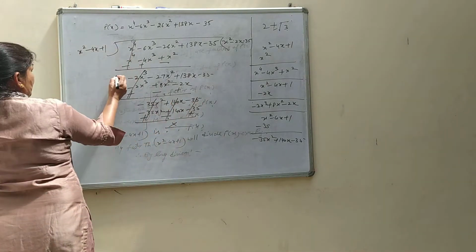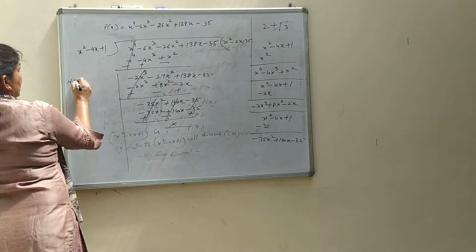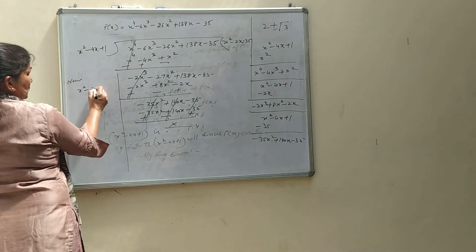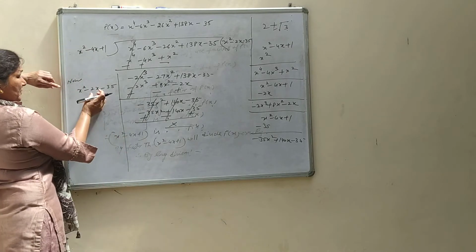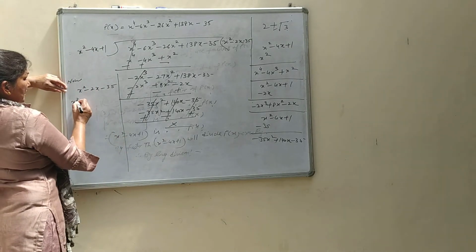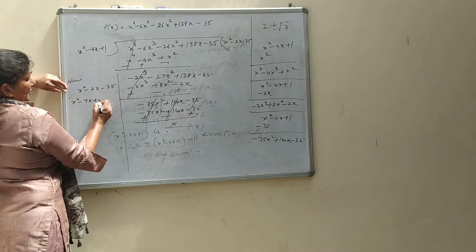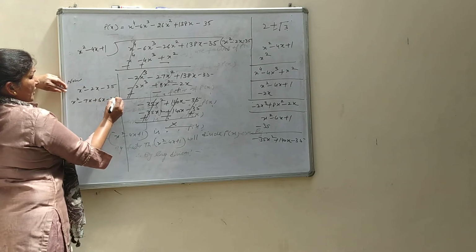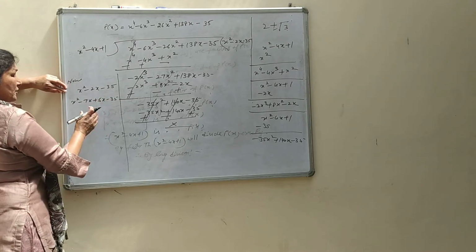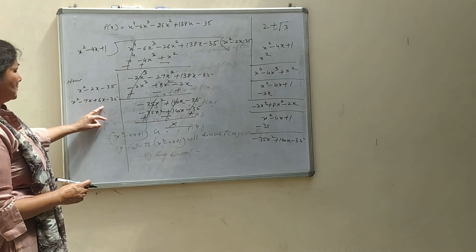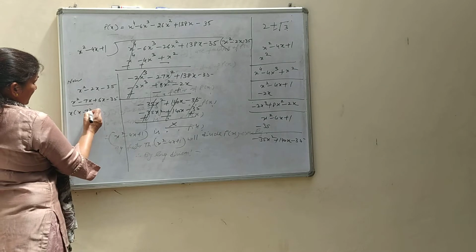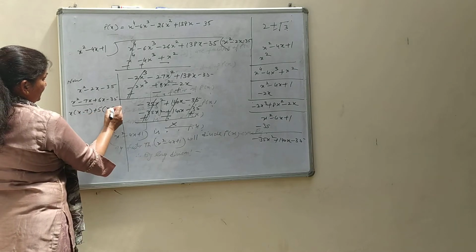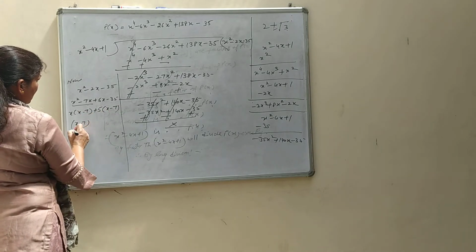Now, we have to make the factors of the quotient, that is x square minus 2x minus 35. We have to split minus 2x into two terms such that the product is minus 35 and the difference is minus 2. That's why we will take minus 7 plus 5. In the first two terms, x is common. In the last two terms, 5 is common. x minus 7, x plus 5.